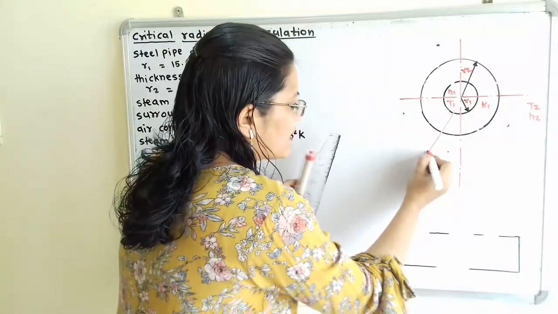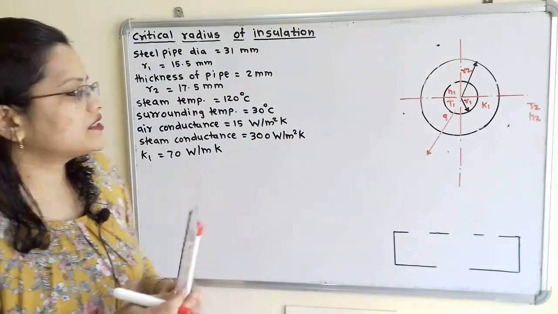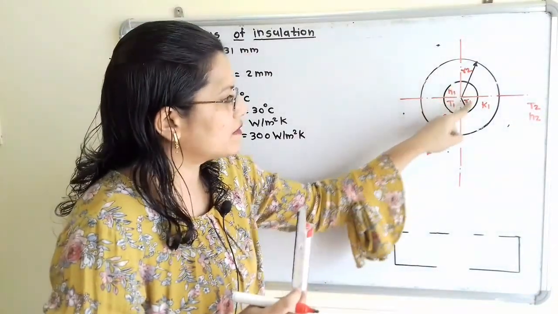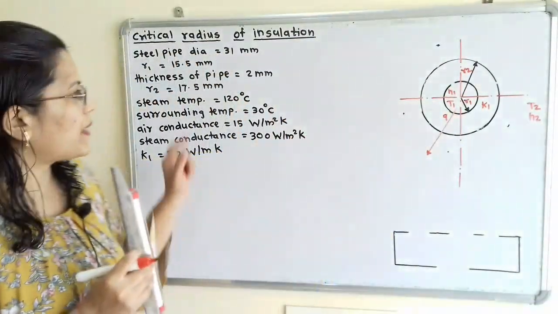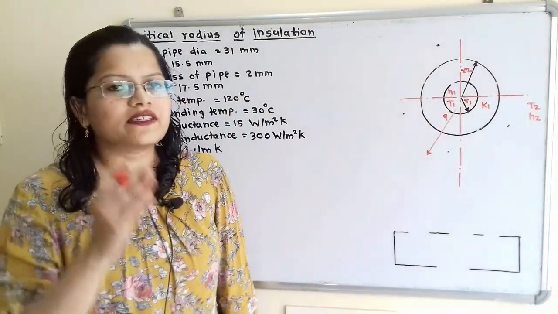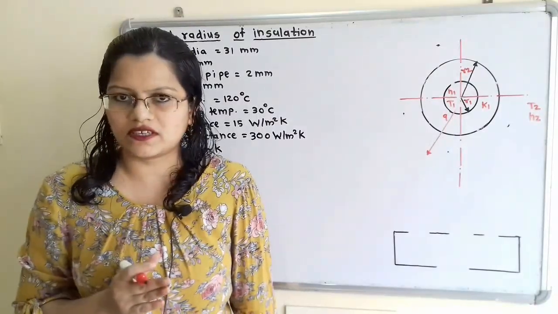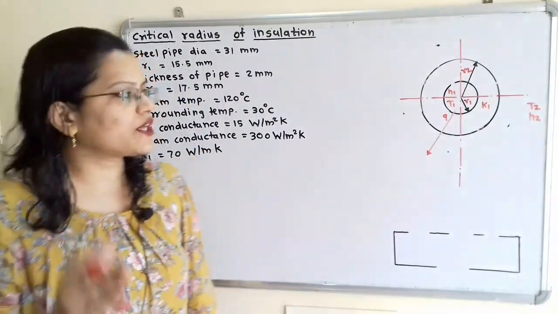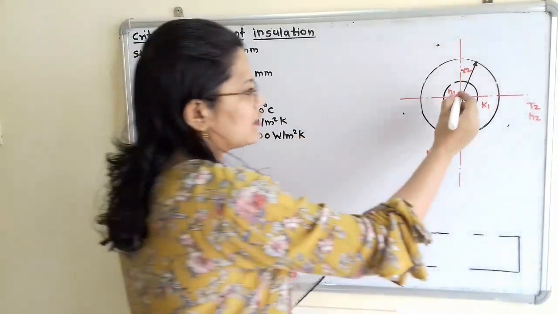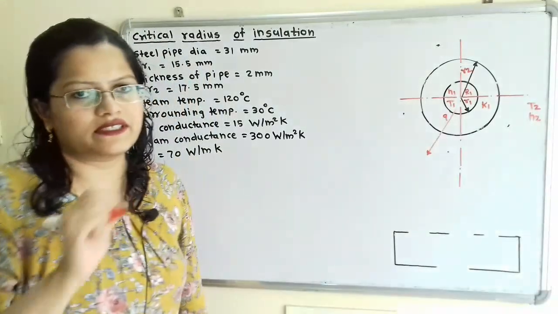That is, the direction is to the outward direction. Now we will consider the fluid, that is the steam in the pipe, which is at 120 degrees Celsius. So here the resistance due to the convection heat transfer process is there. This resistance is nothing but R1. So we will mention here, inside the pipe there is resistance R1 that is present.